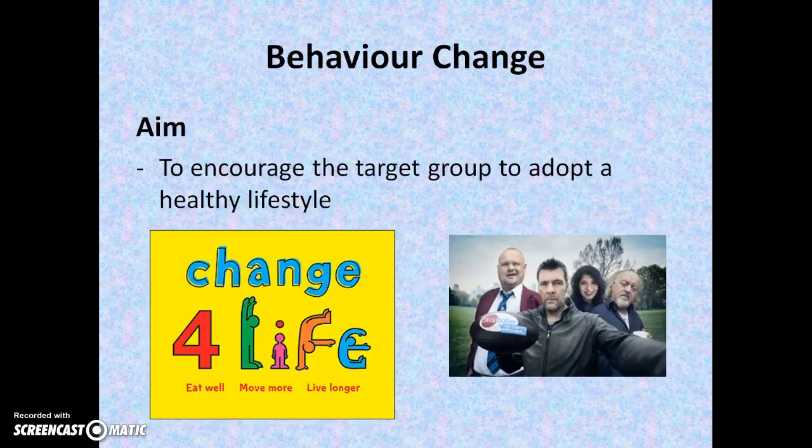So what about behaviour change then? The aim of behaviour change is to try and change our attitudes towards our lifestyle so that actually we adopt a more healthy lifestyle. It's getting us to make changes in our lives, to do things like take more exercise, improve our diet, to not smoke, for example, to drink alcohol in safe, moderate levels so that we maintain our health.